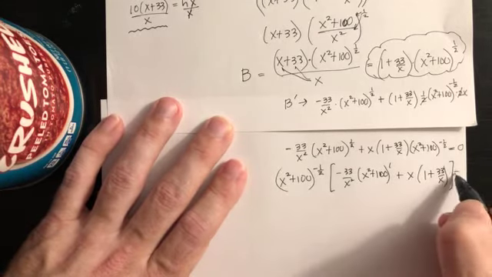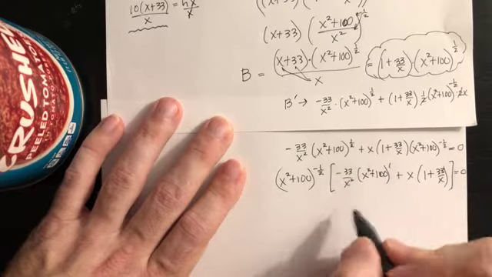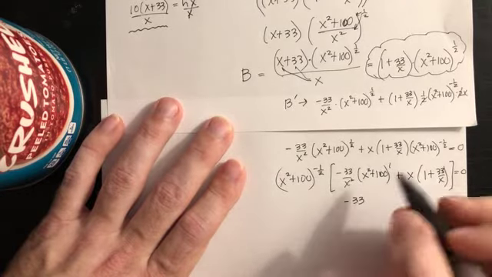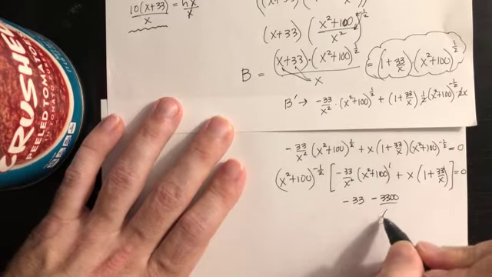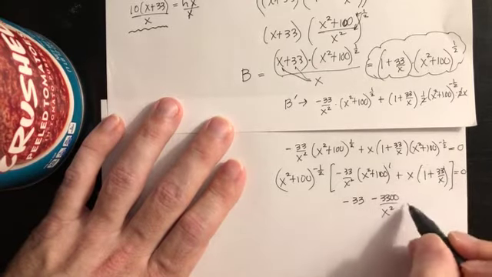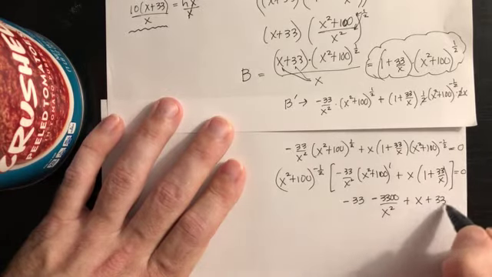All right, so setting this equal to 0 means that, I'm going to clean this up a little bit. Distribute, and you get negative 33, and then minus 3300 over x squared. Distribute, and you get x, and then the x's cancel, plus 33.